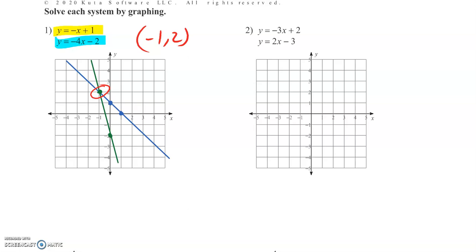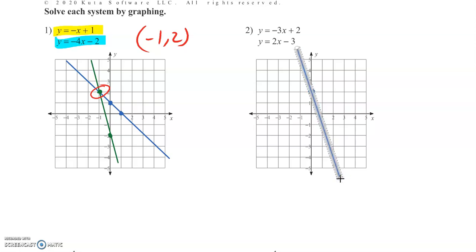Okay, so let's try another one over here. So I've got y equals negative 3x plus 2. Okay, so my y-intercept is 2. My slope is negative 3, so I'm going to go 1 across and 3 down. So it looks something like that. And I can draw a line as best I can, maybe something like this.